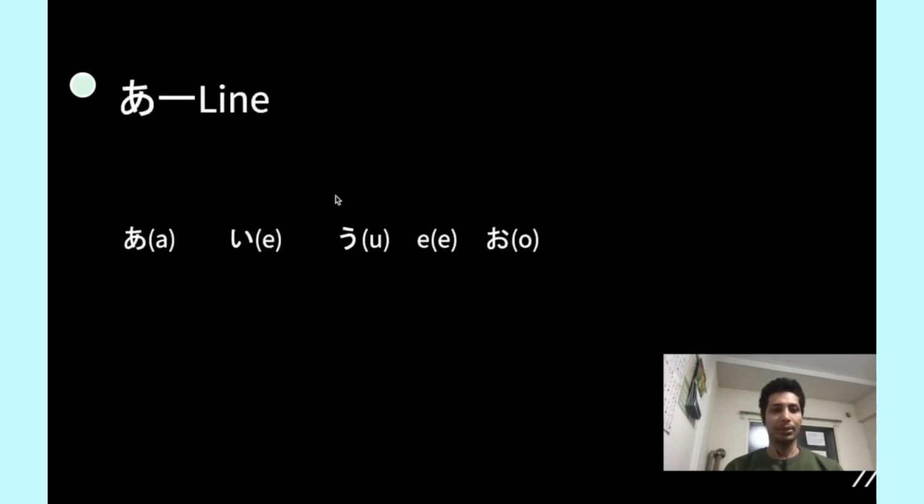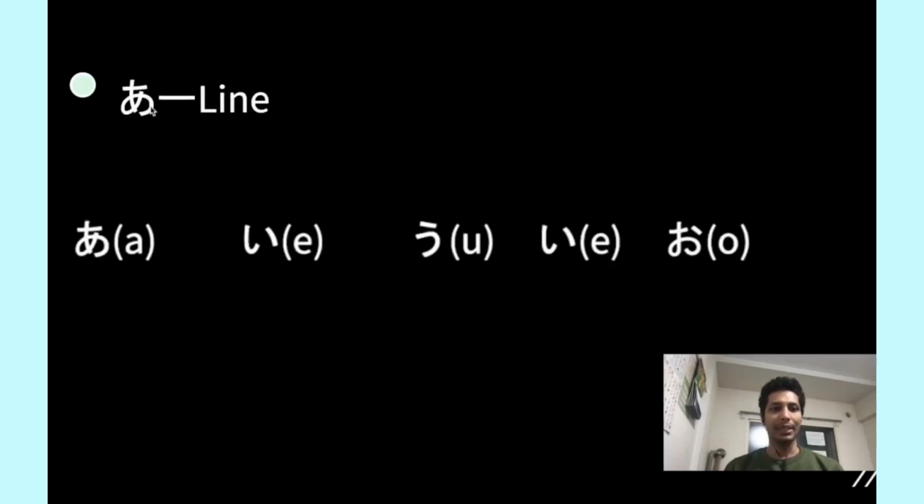So let us go to the next, and here you can see, as I said, we have different lines, very similar to Hindi or probably Urdu as well. So we will be learning different lines. Each line consists of 5 different characters. The first line is the a line. So this is called a. Down here you can see a line consists of 5 different characters.